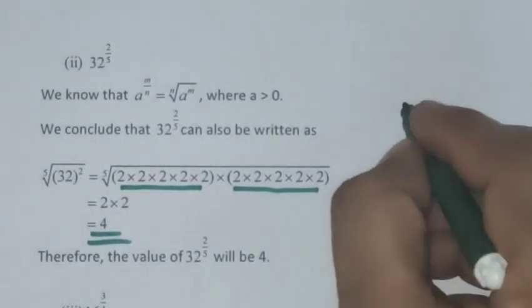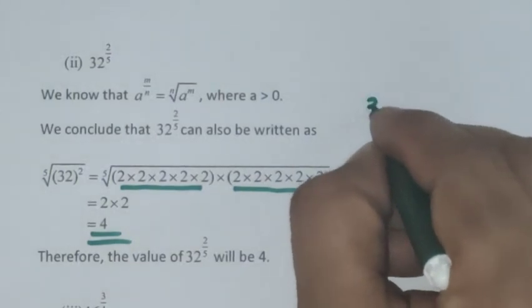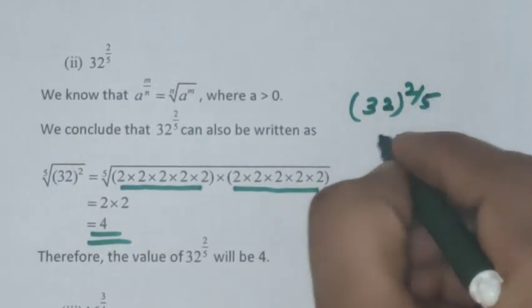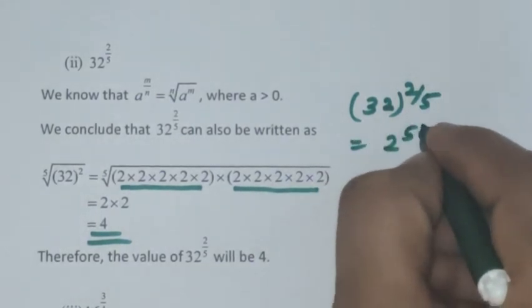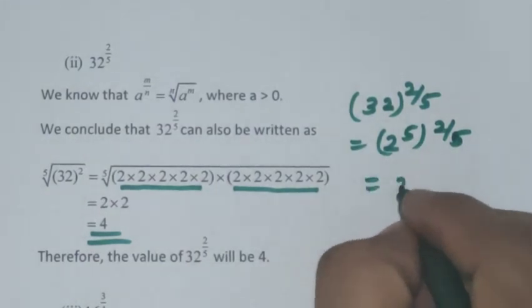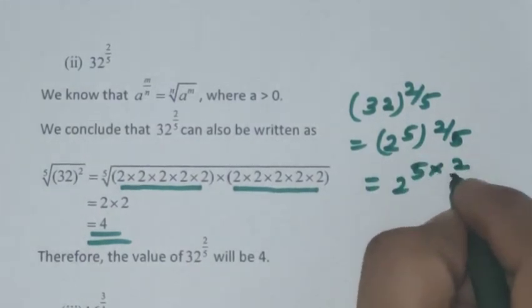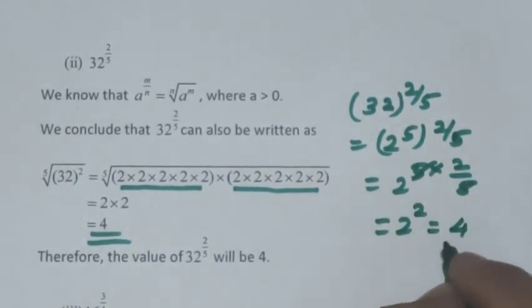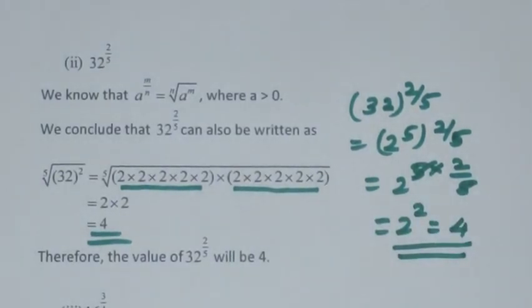So we can write another way, that means 32 raised to 2 by 5 means 2 raised to 5 whole raised to 2 by 5. So 2 raised to 5 into 2 by 5. So 5 will get cancelled. It is equal to 2 square and equal to 4.